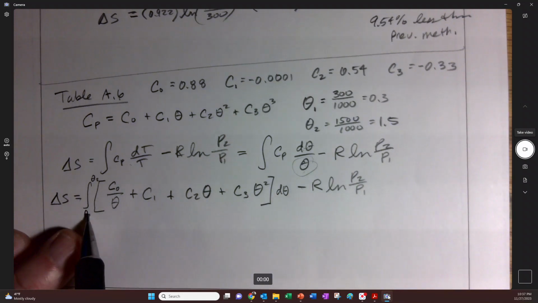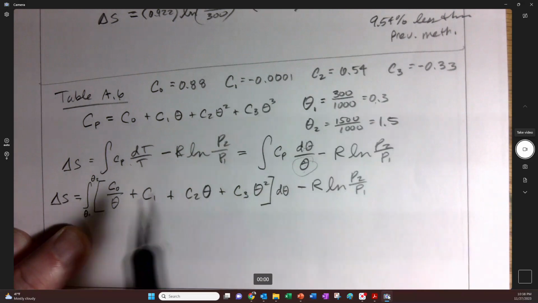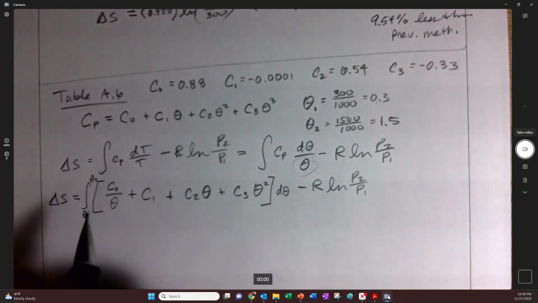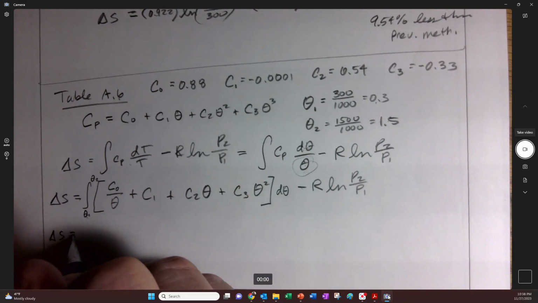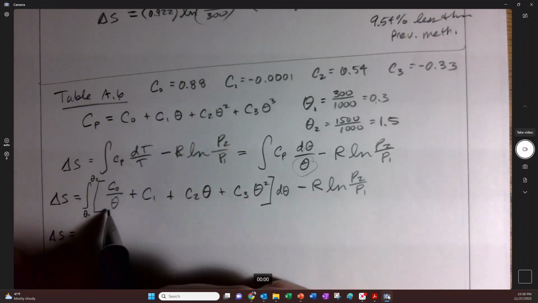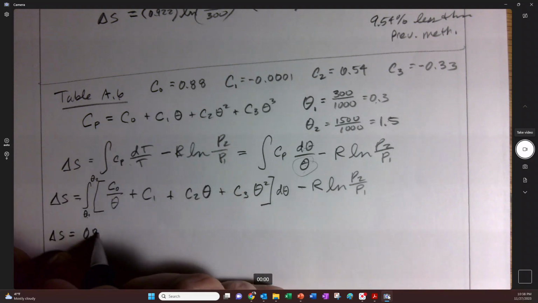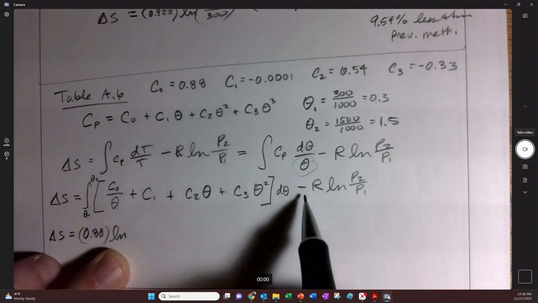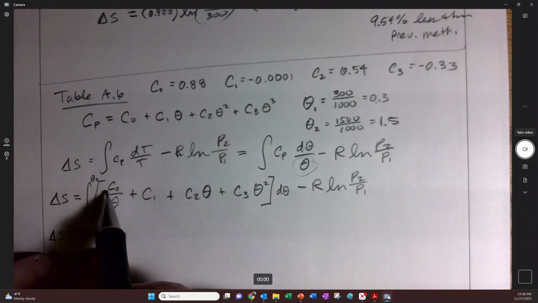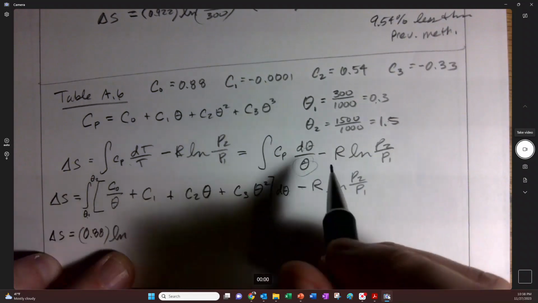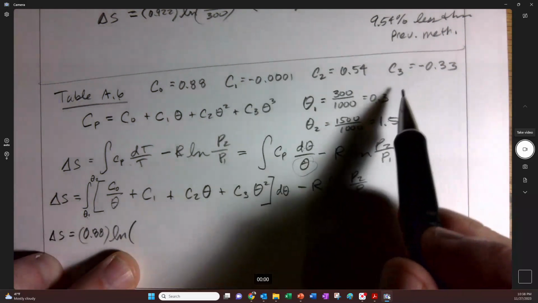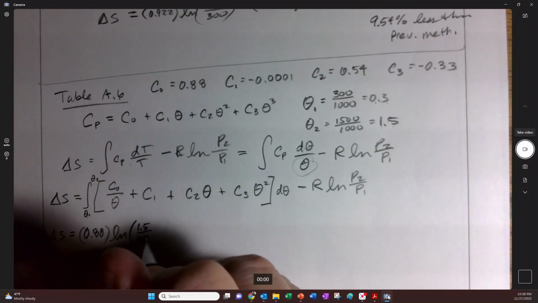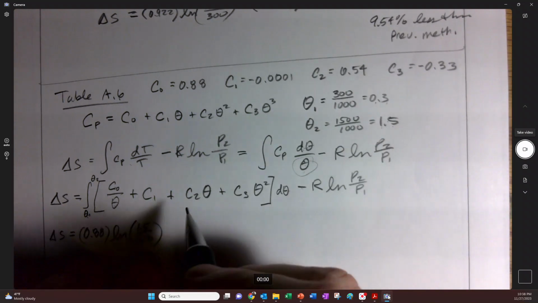So we know the limits: we're going to put in 1.5 and minus 0.3 for all the ones that we do right here. I guess I just got lazy, but that's okay. So we have this coefficient, 0.88, times the natural log, because we're doing d theta over theta. And in terms of the values we put in, that's going to be 1.5 divided by 0.3. So we skipped an integration step.